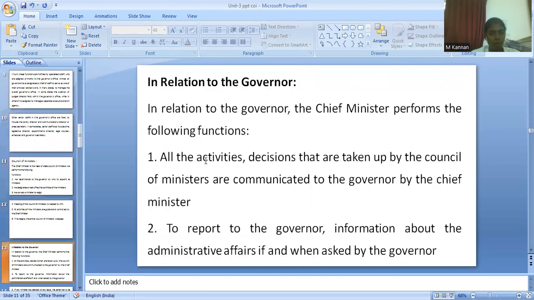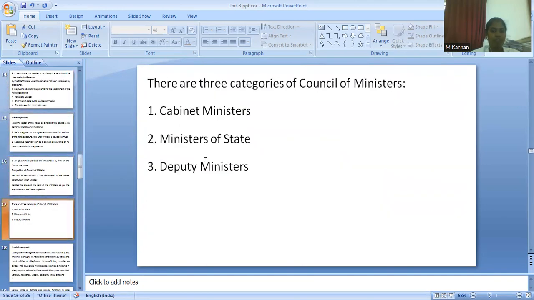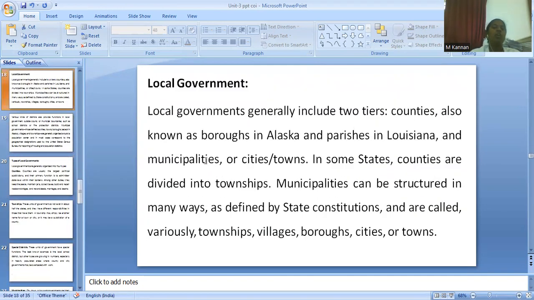Now we have to see about the structure of local government. So coming to local government, it generally includes two tiers. That is, one is counties, also known as boroughs in Alaska and parishes in Louisiana, and the other is municipalities, or cities or towns. In some states, counties are divided into townships.